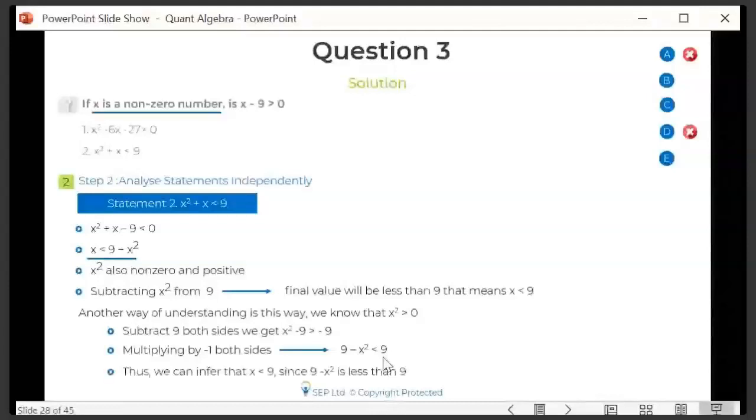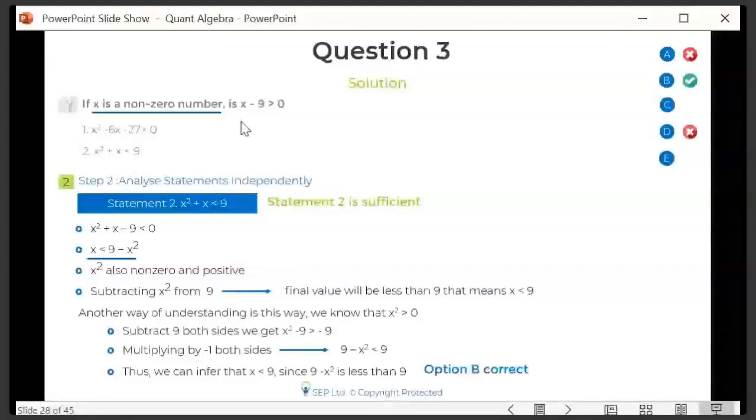The question is a yes-no kind of question. The question is asking, is x greater than 9? You will say no, x is not greater than 9, it is less than 9. And that is why the second statement is sufficient to answer the question, and the correct answer in this case is option B. I hope this is perfectly clear.